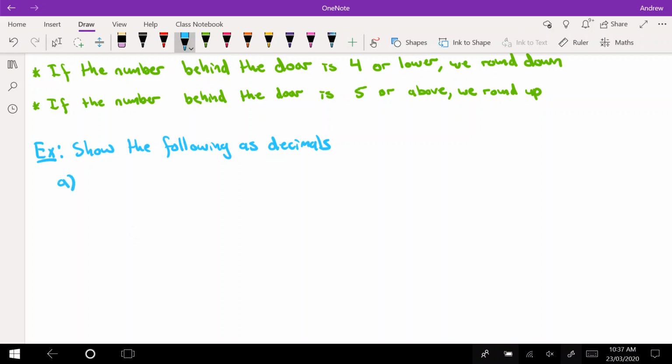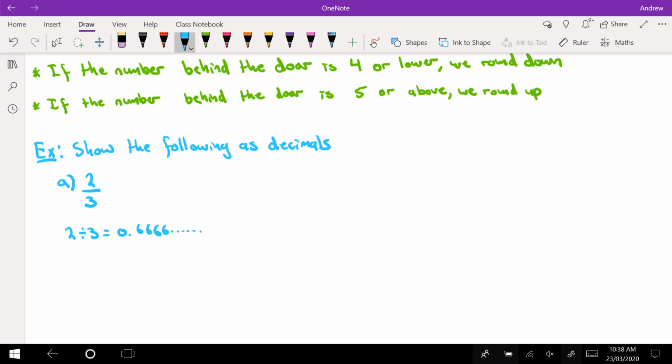So I want to show the following as a decimal. If I have 2 over 3, what I would do is divide 2 by 3. So 2 divided by 3, which is equal to 0.6666, and it will keep going on.